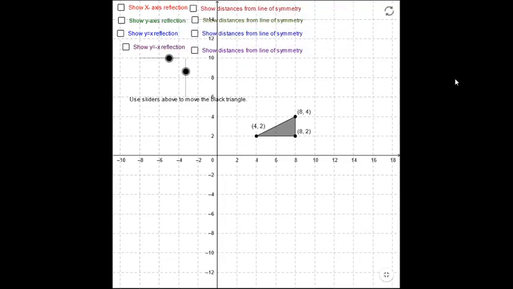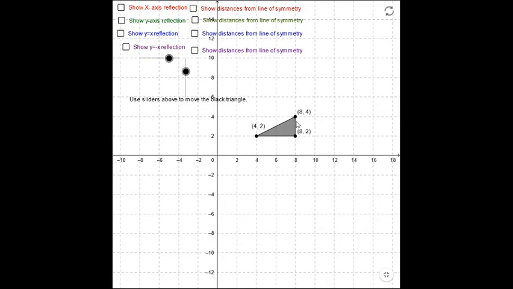Hi guys, I want to show you today how to use GeoGebra software to demonstrate reflection along the x-axis, the y-axis, and even the line y equals x and the line y equals negative x, as they are here. That is the x-axis reflection, the y-axis, the y equals x, and the y equals negative x. For instance, this is the figure as it is with these coordinates.